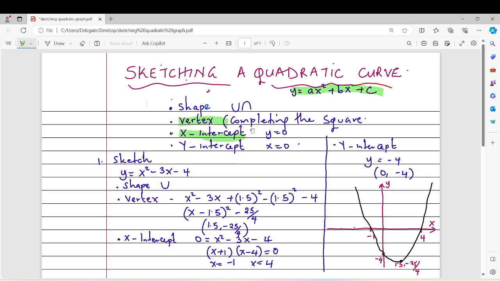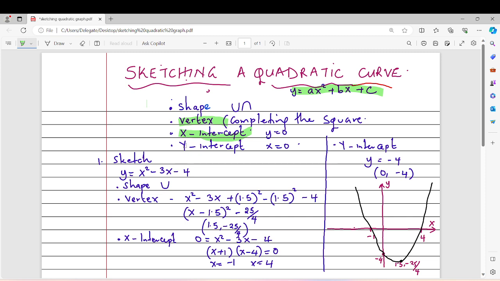Next, you must know how to get the x-intercept. The x-intercept is when our graph crosses the x-axis. So basically, we know that at the x-intercept, y is equal to 0. When you equate y to 0, you'll be solving a quadratic equation. So you need to know that whenever you solve a quadratic equation, you get the points where your graph crosses the x-axis.